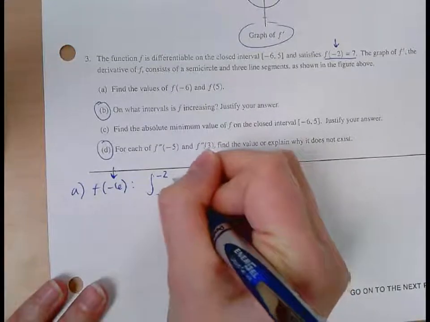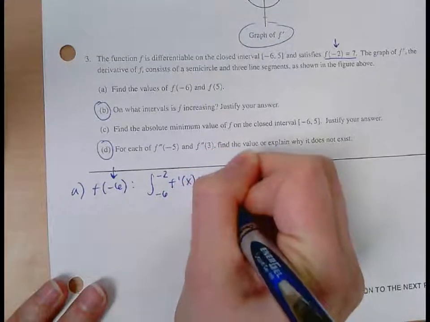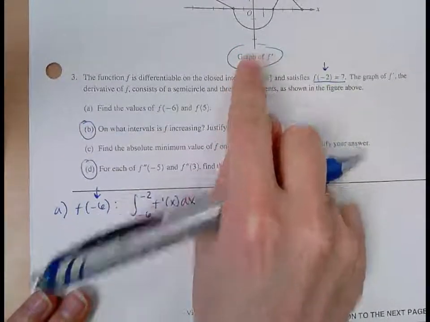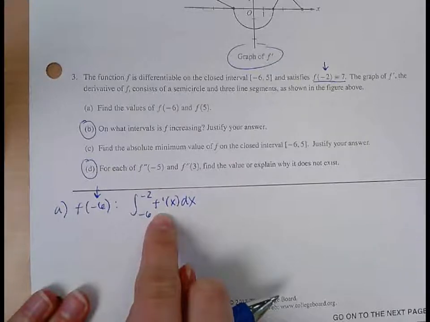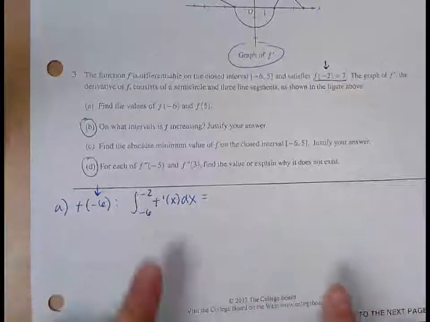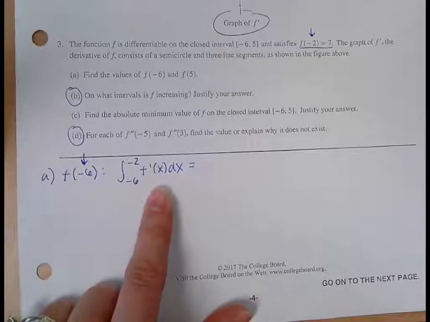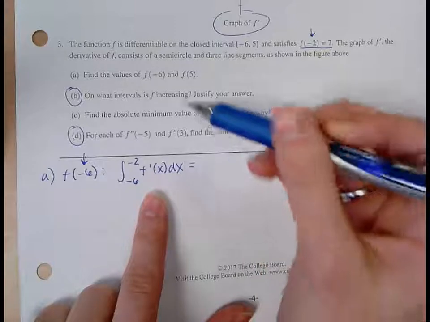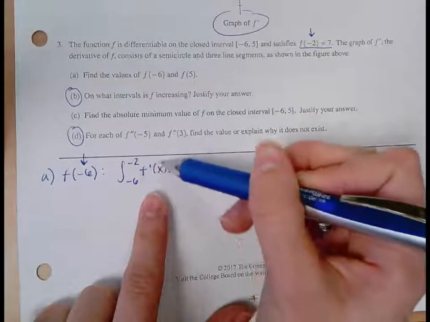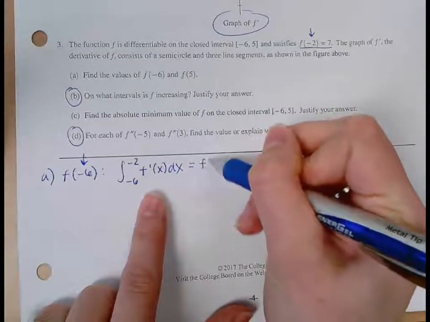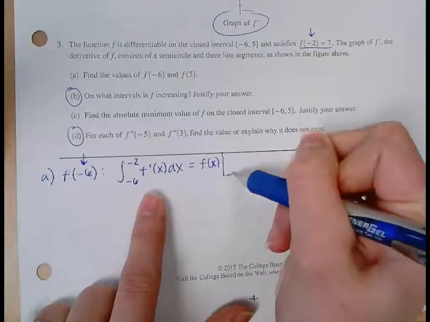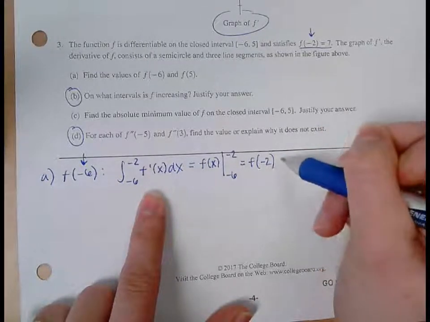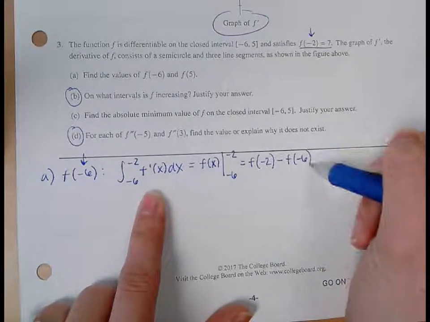And it's going to be the integral of f prime. And I'm using the integral of f prime because I have the graph of f prime, and I can find the integral by finding the area. So I do know, by what we talked about, it was called the evaluation theorem, that this integral would be the antiderivative of f prime, so it would be f of x evaluated from -6 to -2, meaning it would be f of -2 minus f of -6.